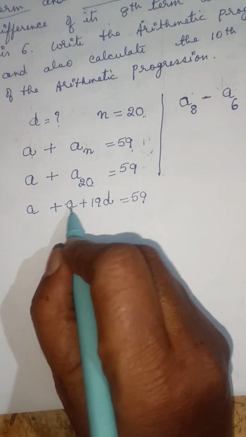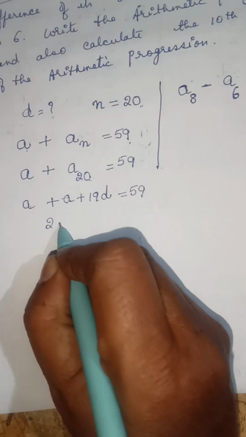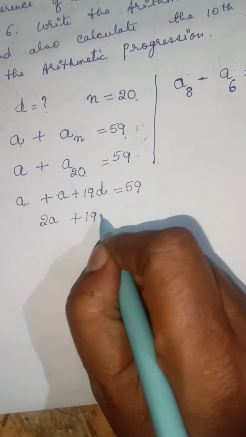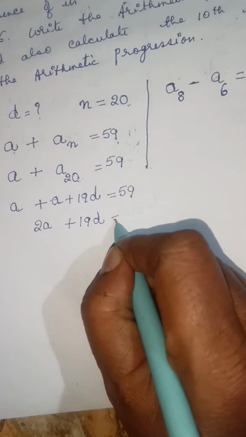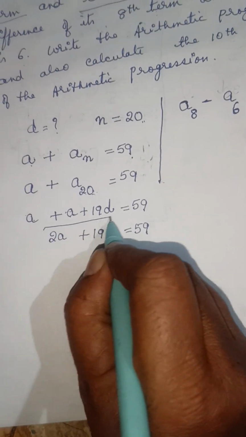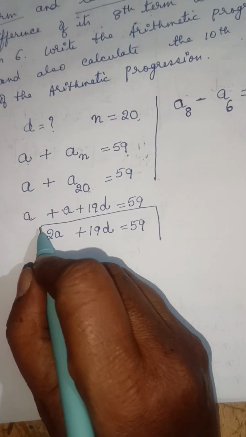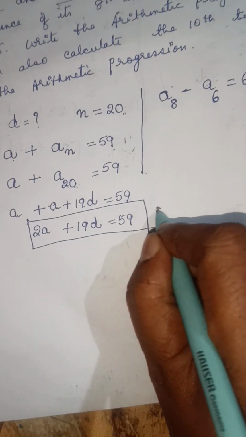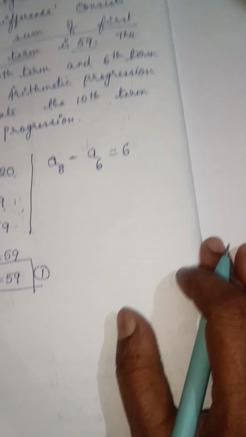So, from here you get A plus A is 2A plus 19D equals 59. Let me take this as the first equation. Okay, so let it be the first equation.